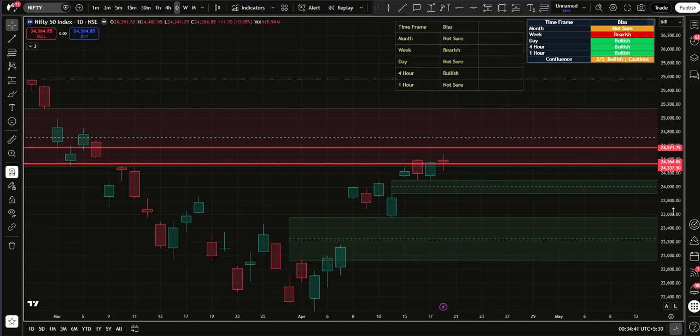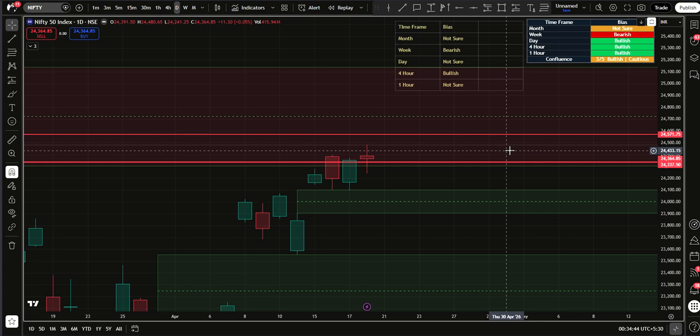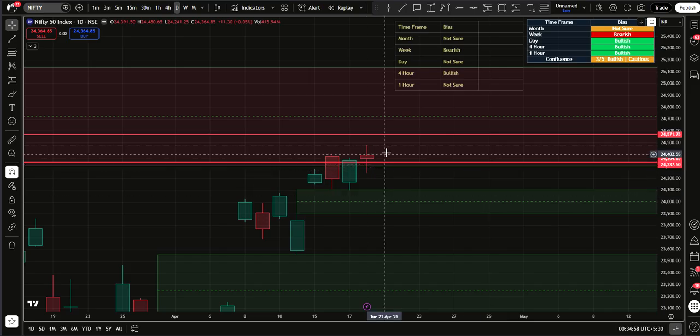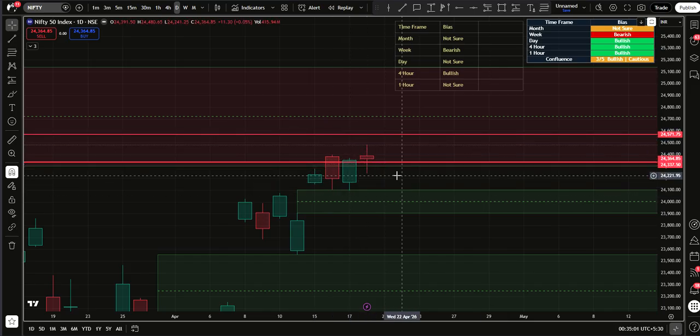A red box is a bearish fair value gap and a green box is a bullish fair value gap. So the prediction for yesterday was that Nifty could consolidate along this line, along this zone for the rest of the month, and then make a movement towards the end of the month. So it is almost playing out as it is right now.